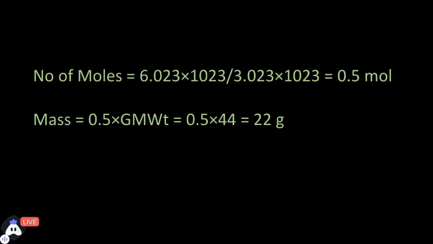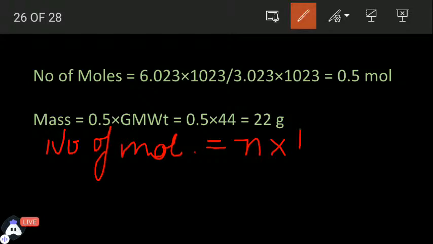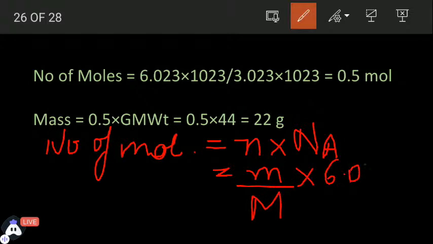See, how we'll solve it out. First of all, we need to calculate the number of moles. We all know that the formula of number of molecules is number of moles into Avogadro number. So number of moles can be written as given mass in grams upon molar mass, into Avogadro number. And the number of molecules given to us in the question is 3.011 into 10 to the power 23.